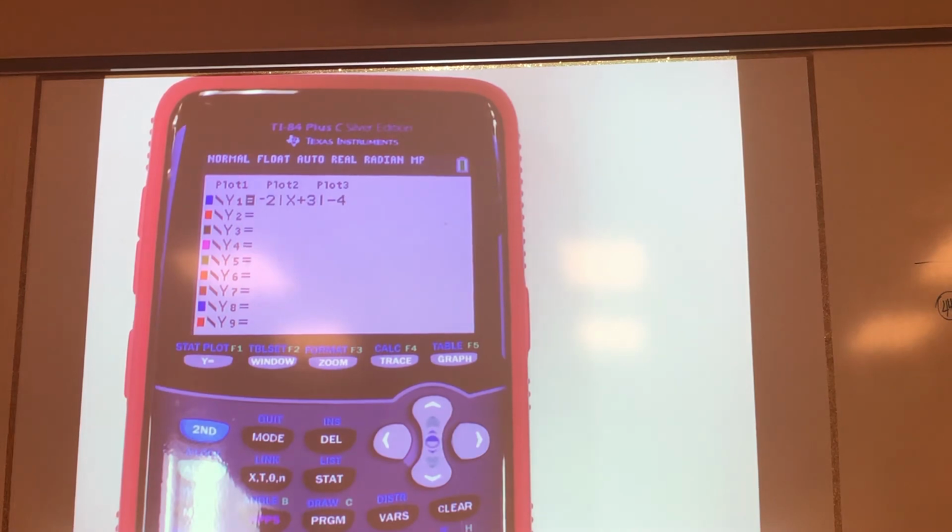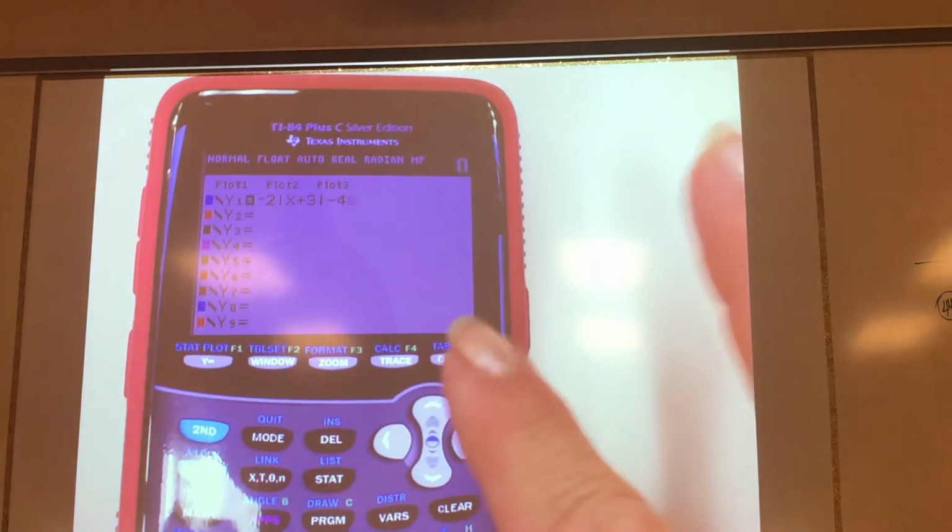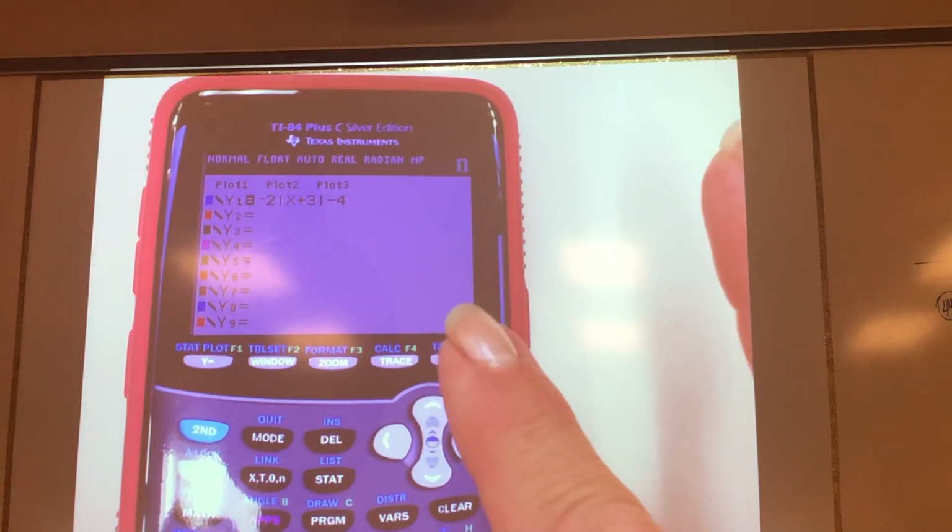Are you with me? What does this plus 3 do to it? Moves it over to the left. Three left, times 3. He's with an X. He's weird. He's doing the opposite of what you think. So I went left 3. What does this minus 4 do? Goes down. Down 4. So I'm gonna go left 3, down 4. That's my point.